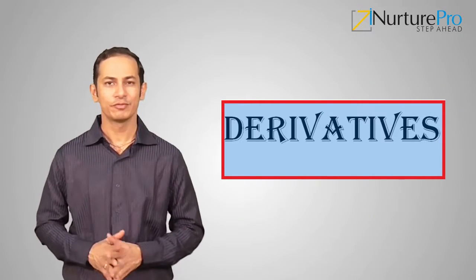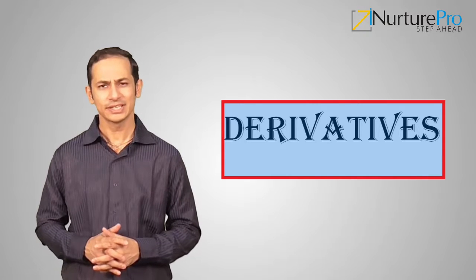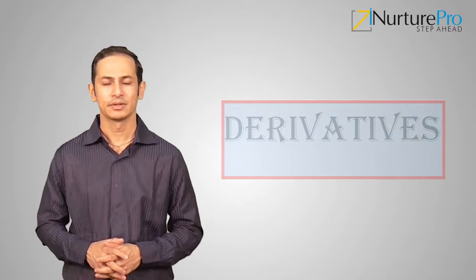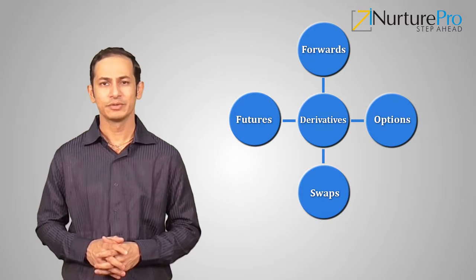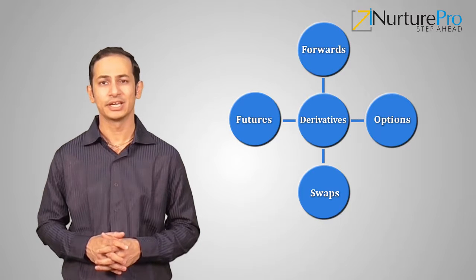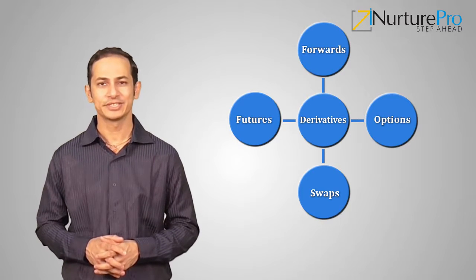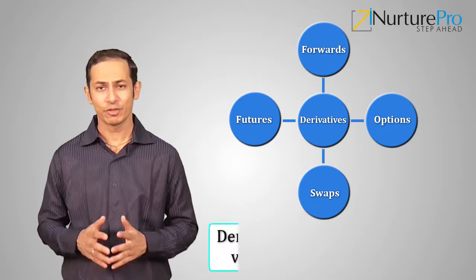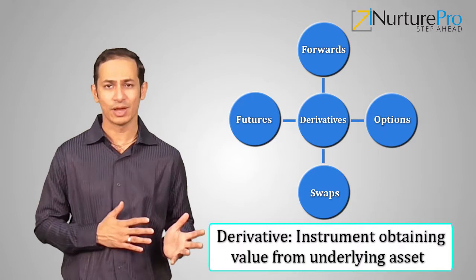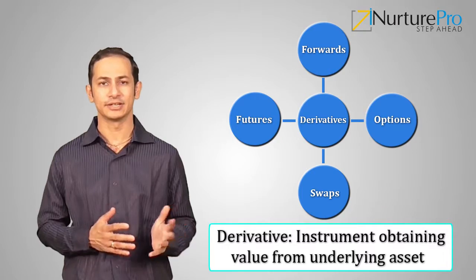You might have heard of a derivative. So what exactly could a derivative be? Derivative is an instrument which derives its value from something else. Hence, they are called as derivatives. The instrument from which the derivative derives its value is called an underlying asset.